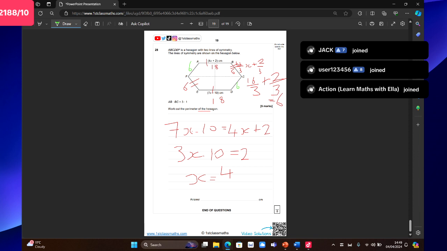So the total perimeter will be 18 plus 18 plus 24. So that'll be 36 plus 24, which will be 60 centimeters. So CD, because of symmetry, these two are going to be equal, and these two are going to be equal. So remember that for your symmetry, guys.